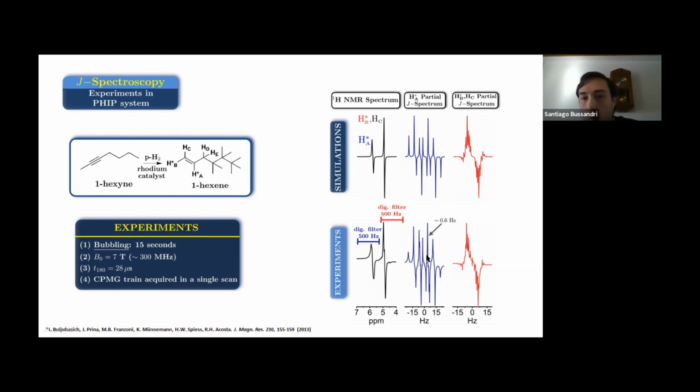You perform one partial J spectrum applying the digital filter at this frequency and another one applying the digital filter at this frequency. You can see that we obtain a resolution of 0.6 Hertz and all this information is right here, where it's behind the curtains of the B0 inhomogeneities.